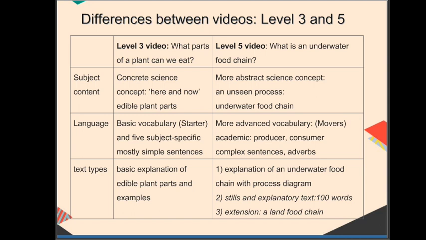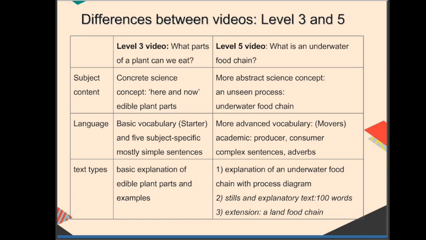In the second row, we can see that level 3 vocabulary is suitable for learners who have completed the starter level and who can understand subject-specific nouns such as root, stem, leaf, fruit, and seed. In level 5, the more advanced science content demands higher level language. This level is working towards movers.